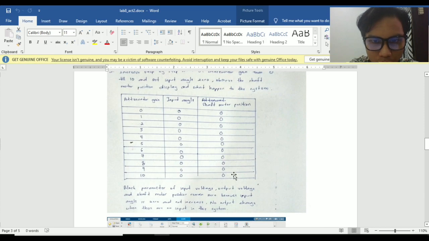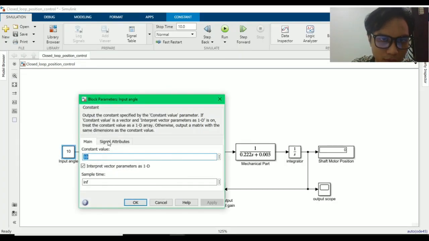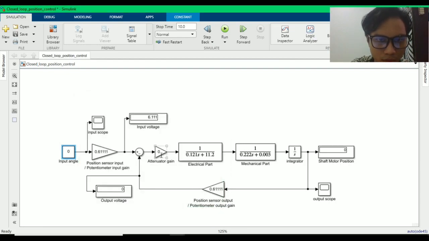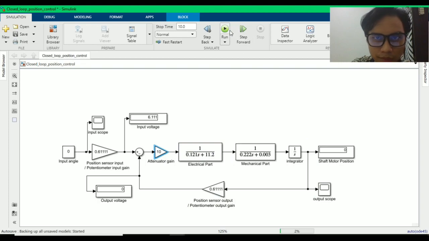If you want to know, let's run the simulation. 10, 0, 10 and 0. Okay, 10 and this is the 0 and this is the 10. Okay, after we run, the display also gets shaft motor position as 0.